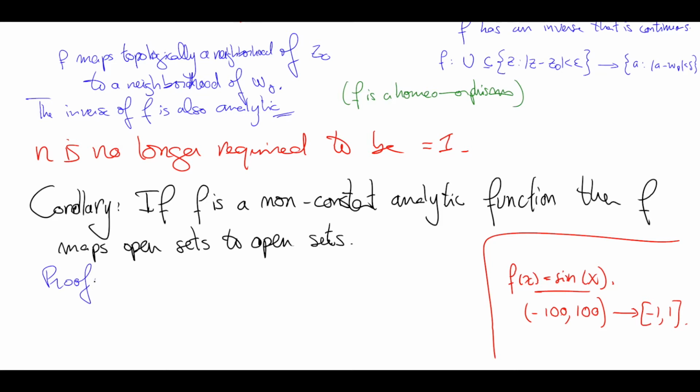Take any open set U. Take some point W0 in the image F of U. We want to prove that there's a neighborhood of W0 still contained in F of U. If W0 is in F of U, there exists some Z0 in the open set U such that F of Z0 is equal to W0.